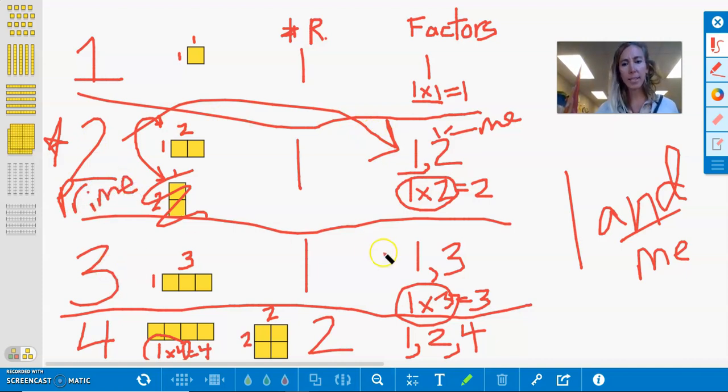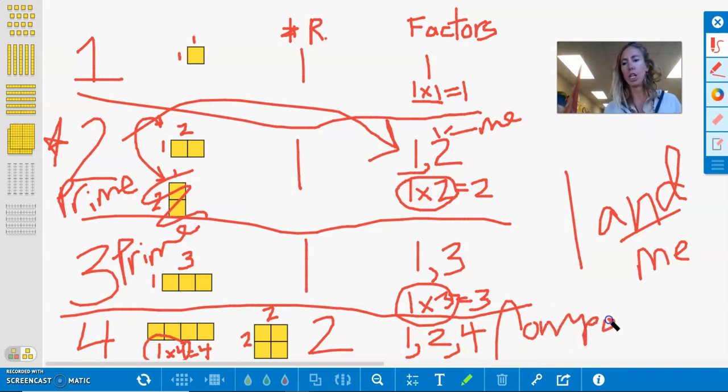How about 3? Is that prime? The only factors are 1 and me. Oh, 3 is prime. 3 can walk around with 2. Now, what about 4? The only factors are 1 and me and, oh, 2. Uh-oh, 4. So 4 has more factors than just 1 and itself. So it's considered composite.